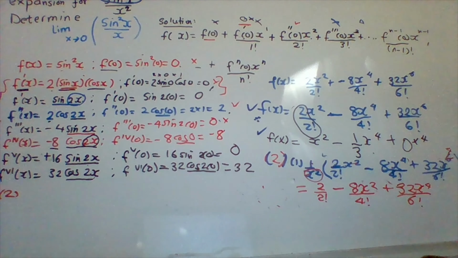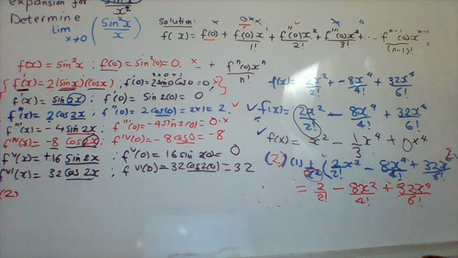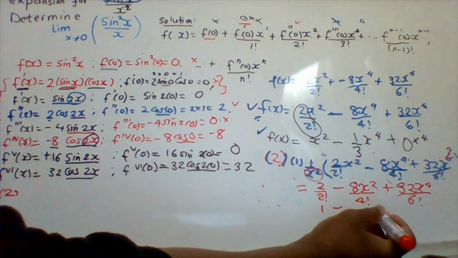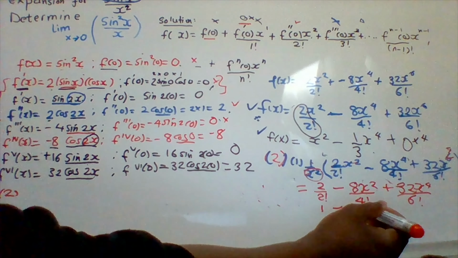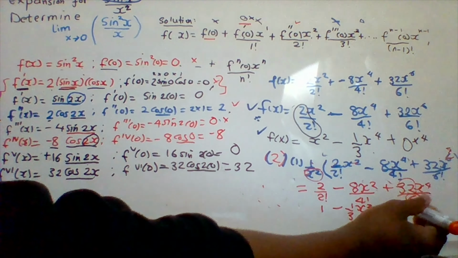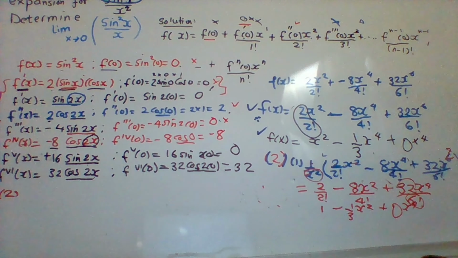And what you can do there, you can plug in a calculator. 2 over 2 factorial is going to give you an actual number, equal to 1. So here it's going to be 1 and then minus 8 over 4 factorial, which gives us 1 over 3, X squared, plus 32 divided by 6 factorial. You get the number, you write that number as the X to the power 4 term. And that's going to be the second part. Now let's go for the third part.